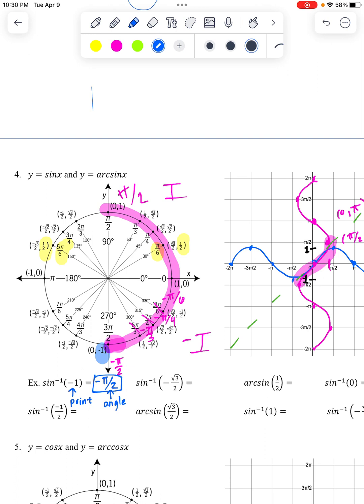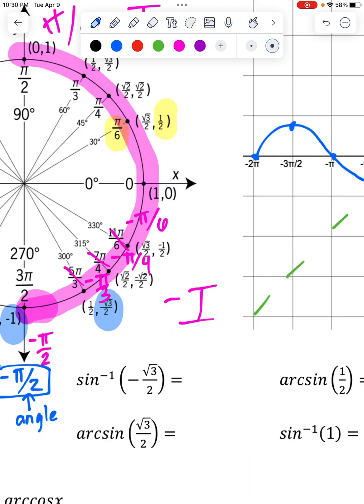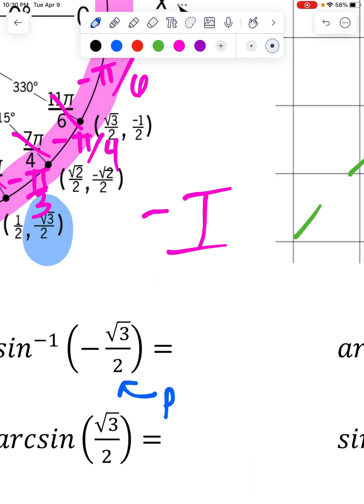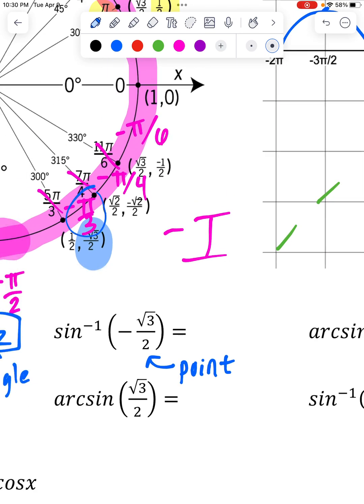All right, inverse sine of negative root 3 over 2. So I know that sine is negative square root 3 over 2 here. And so that's the input point. And my output is my angle, which is that negative pi over 3.